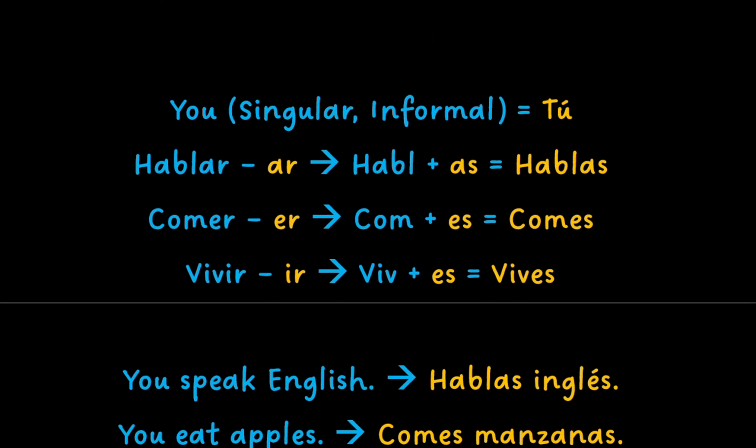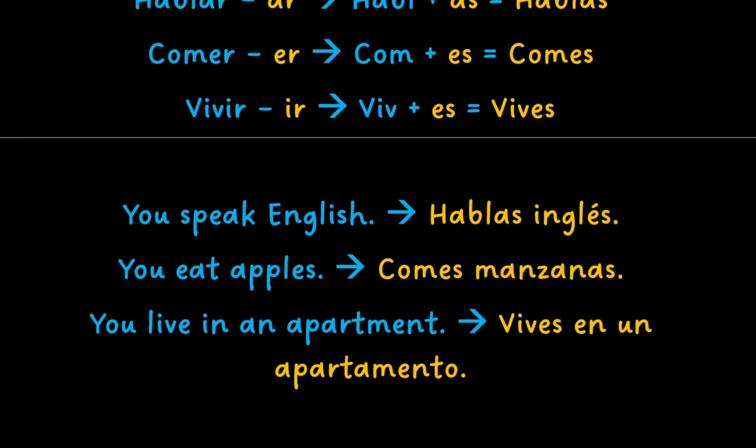You in Spanish when speaking to one person informally is tú, and to conjugate this we drop the endings and add as for hablar and es for comer and vivir. So hablar becomes hablas, comer becomes comes, and vivir becomes vives. You speak English is hablas inglés. You eat apples is comes manzanas. And you live in an apartment is vives en un apartamento.